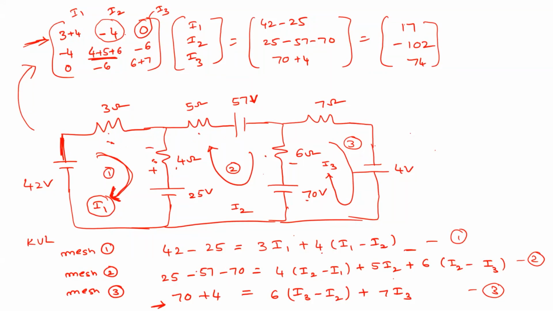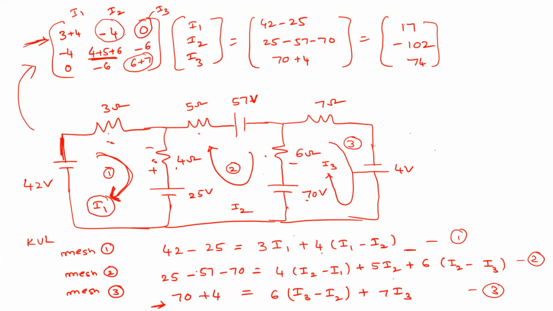What are the self resistances for mesh 3? 6 and 7. 6 and 7 are the self resistances for mesh 3. So diagonal elements are over, and they are composed of the self resistances: 3 plus 4 for the first mesh, 4, 5, 6 for the second mesh, 6, 7 for the third mesh. Is this clear?